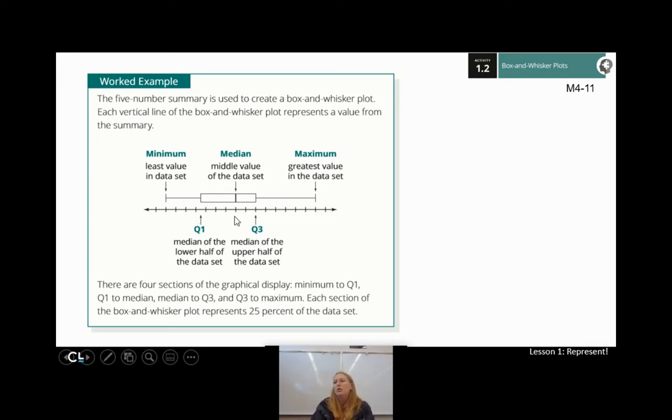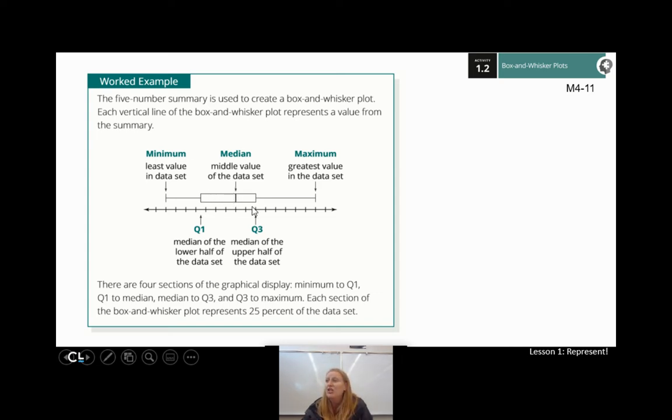Now, when we do this, notice how we have a box going from quartile 1 to quartile 3, and it includes our median. And then we just have a line on either end. What this does is it creates 4 sections of our graphical display, okay? The first section is our minimum to our first quartile. The second section is our quartile 1 to our median, the first half of the box.